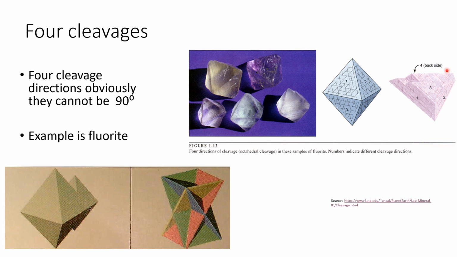So none of those are parallel, 1, 2, or 4. And they also intersect 3. So they are 4 independent directions. This is typical of fluorite is one example of it, and we call it octahedral cleavage. You can see that this would be a hedron with 8 different sides. And if you have context for any dice-based games, you might have seen an 8-sider before. That's an octahedron.